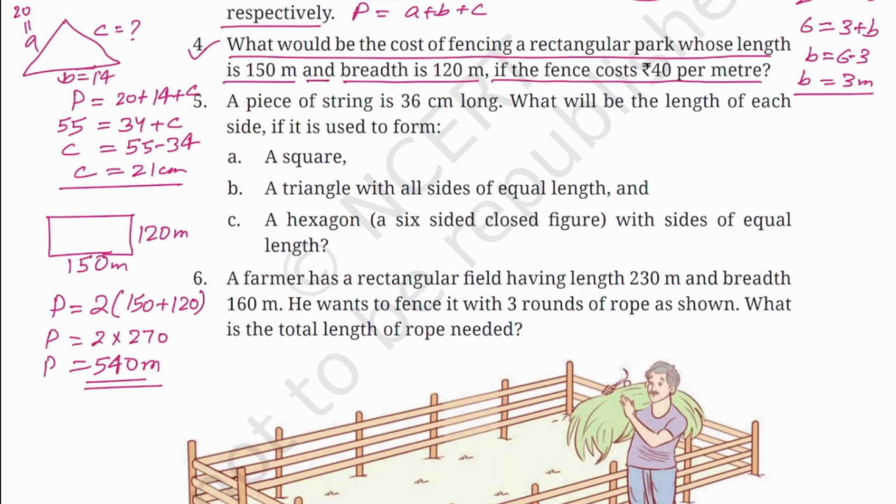If 1 meter costs rupees 40, then 540 meter will cost 40 into 540. The answer will be 21,600 rupees.